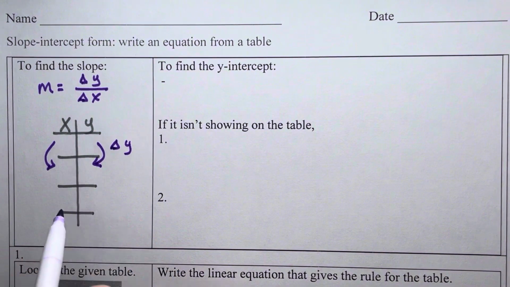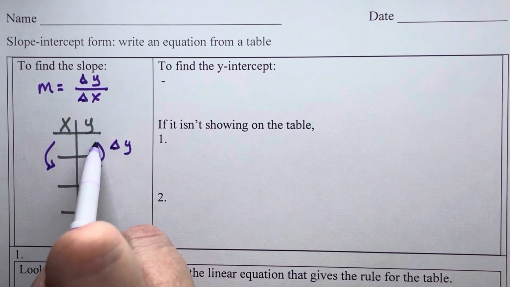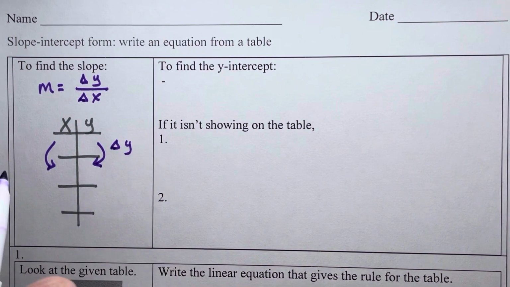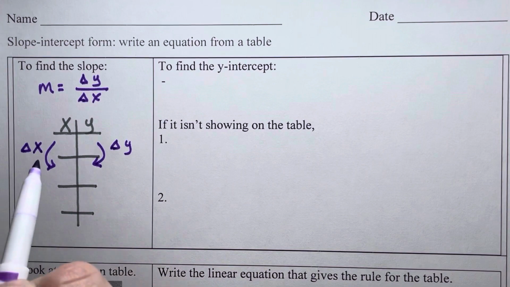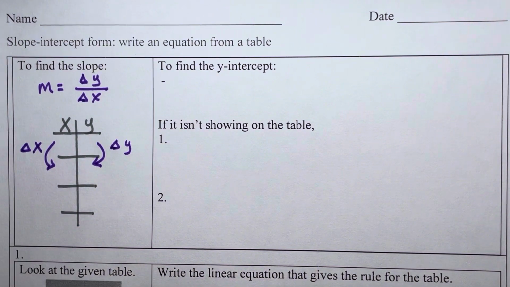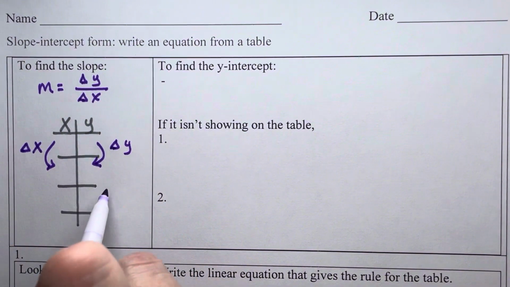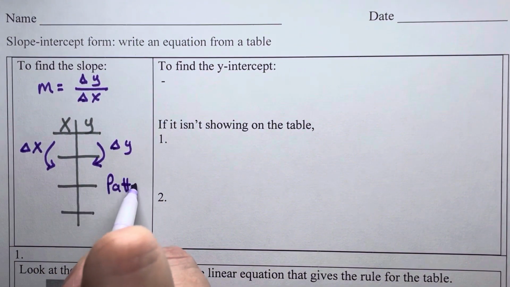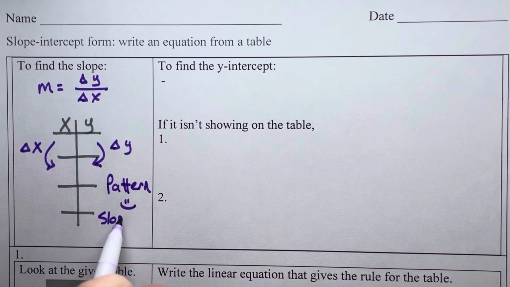So on the right side of the table, how did the y values change from one row to the next? On the left side of the table, how did the x values change from one row to the next? This ratio is our pattern. It's the slope.